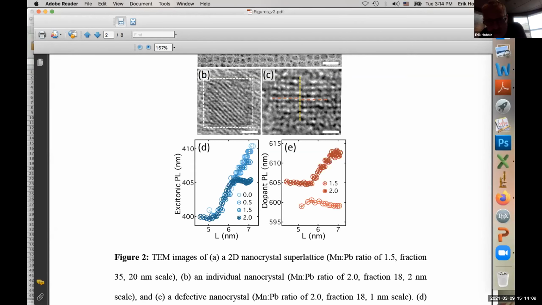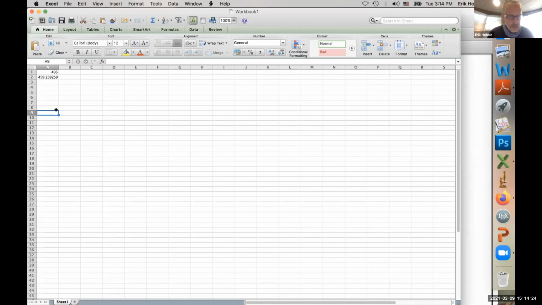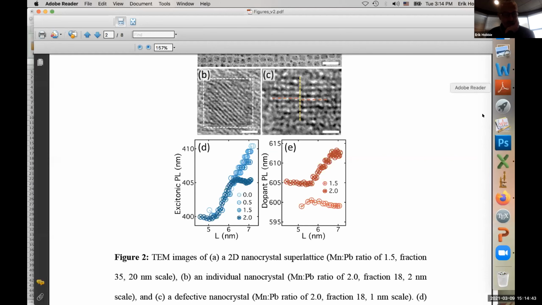So what could be causing it? That's what I'm wondering. It's a puzzle to me. So let's see, 400 to 410. I mean, it's insignificant, 100 electron volts, right? It's a very small change from the view of confinement, but nonetheless, the trend is very clear.